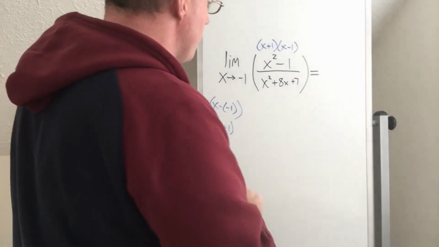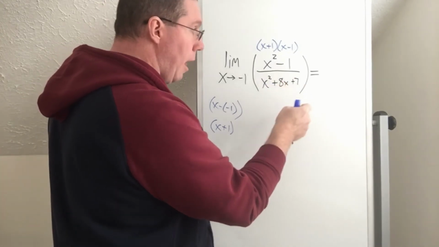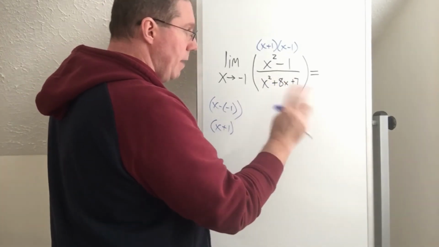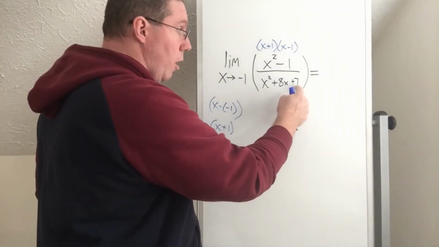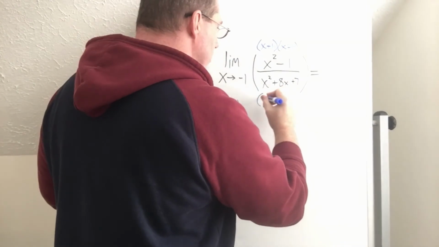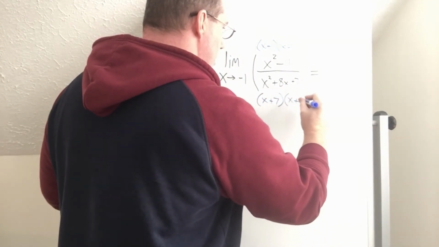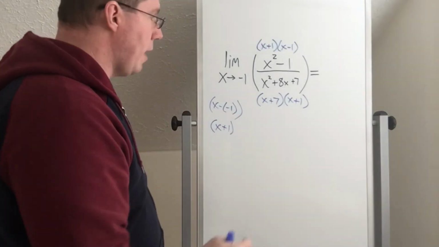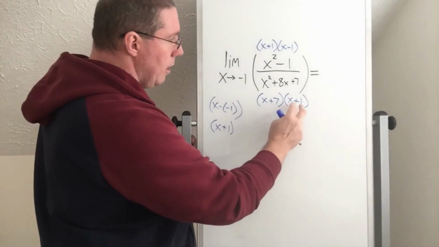Well, if we factor this, what two numbers multiply to get 7, but add up to get 8? Well, how about 7 and 1? 7 times 1 is 7. 7 plus 1 is 8. So this is going to factor into x plus 7 times x plus 1. And sure enough, we have our x minus k, x plus 1 here, here, and here.